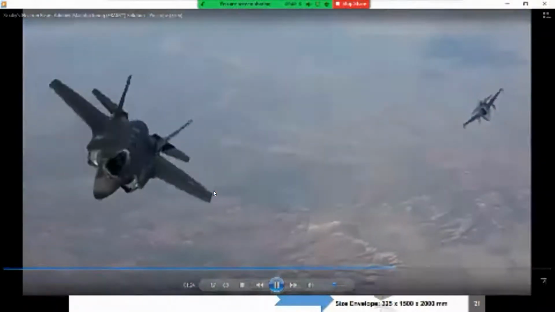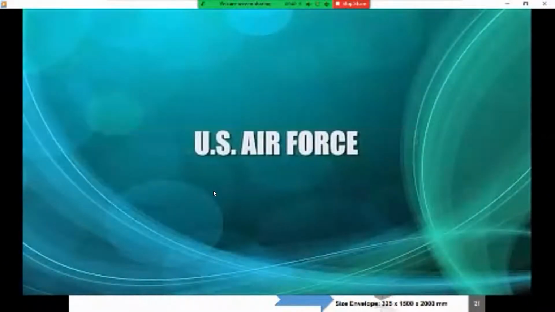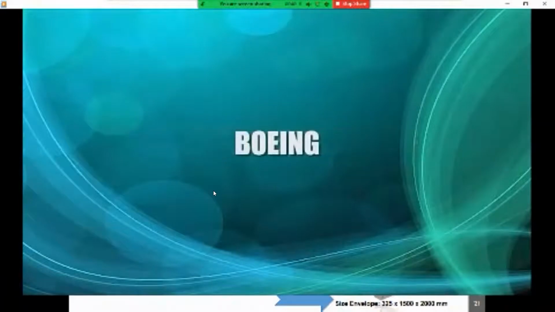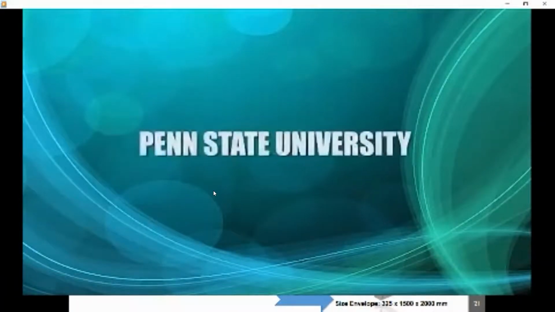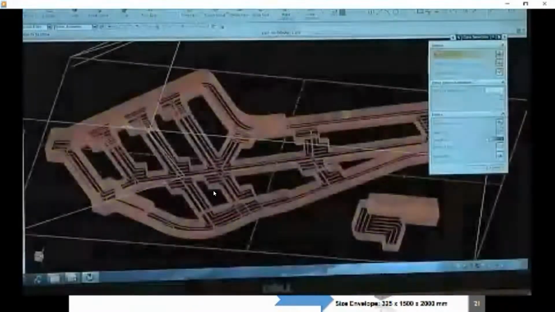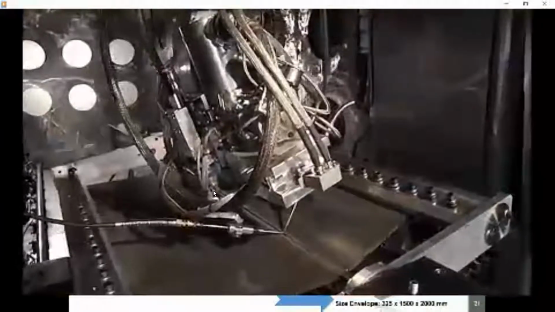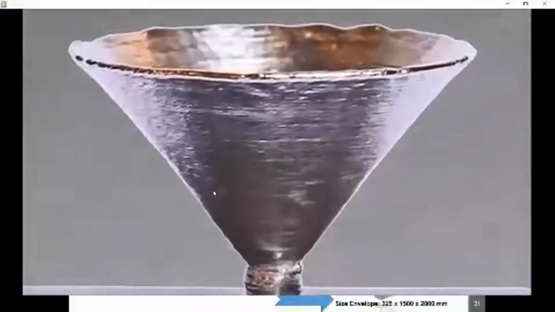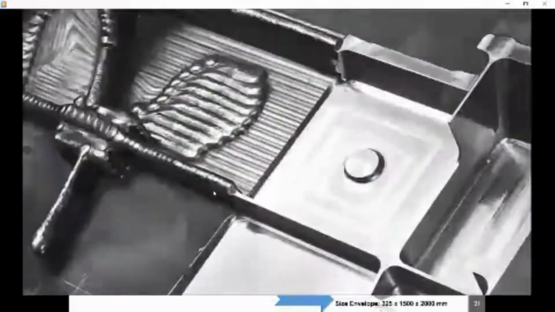Our technology partners include the Department of Defense, U.S. Air Force, Boeing, DARPA, Penn State University's Applied Research Laboratory, and Lockheed Martin. Call the metal 3D printing experts at Sciaky today and find out how EBAM, electron beam additive manufacturing, can save you significant time and money on the production of your critical metal parts.